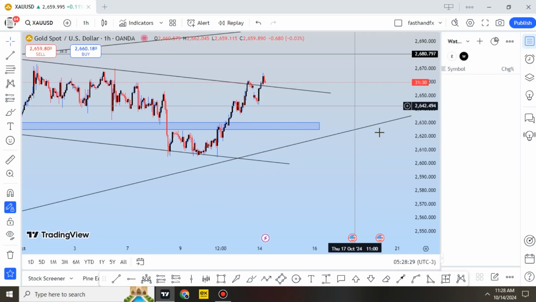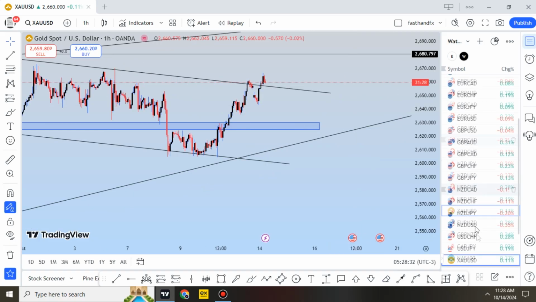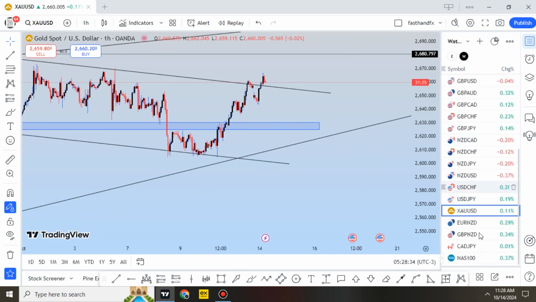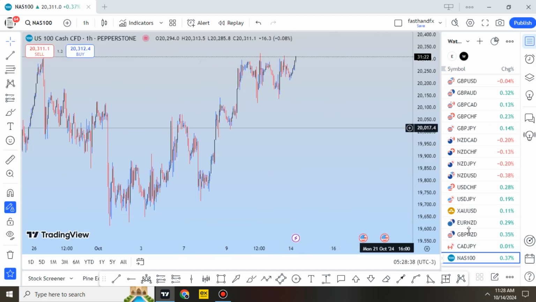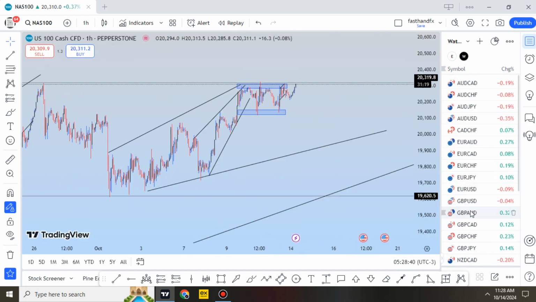Now let me talk about maybe the last one, GBP USD, because I don't want to have so many pairs in my watch list, right? So the GBP USD, where are you? GBP USD, okay, right here.